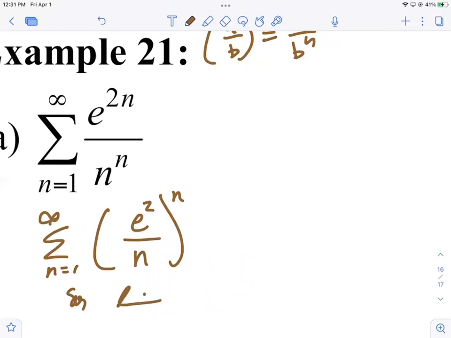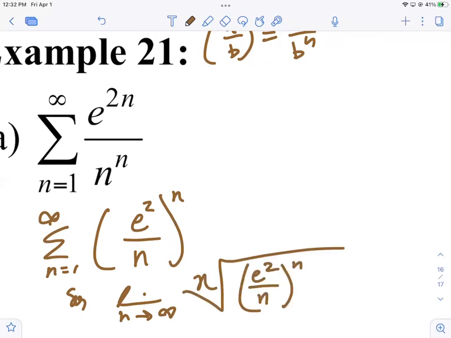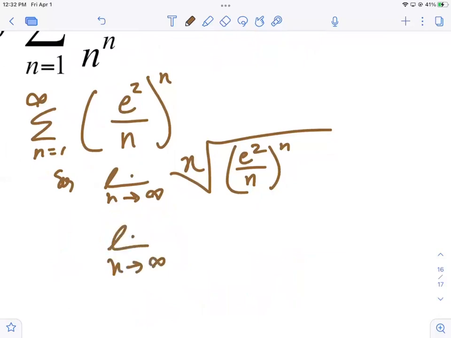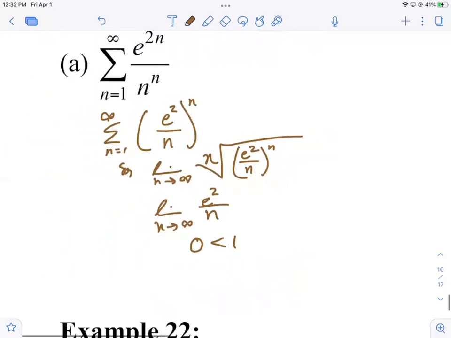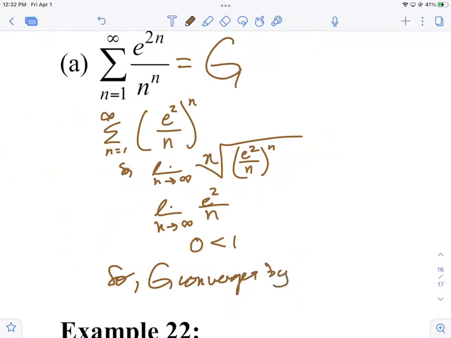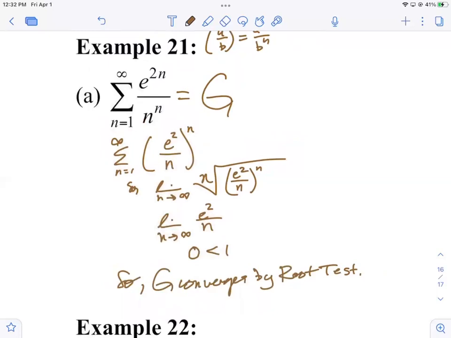So the limit as n goes to infinity of the nth root of e squared over n to the n. Well, what happens there? You get e squared over n, and I still have the limit there. And now e squared is a number, right? And as n goes to infinity, what happens to this ratio? It goes to 0, right? Which is less than 1. So let's call this series G. So G converges by the root test. Probably not going to have this one on the AP exam, but in life, maybe, right?